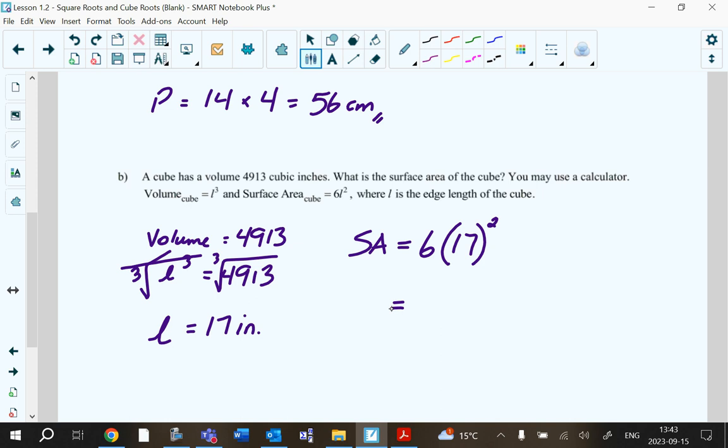17 squared, I think, is 289. 289 times 6 is 1,734. Yeah. Inches squared, because it's surface area. Okay.